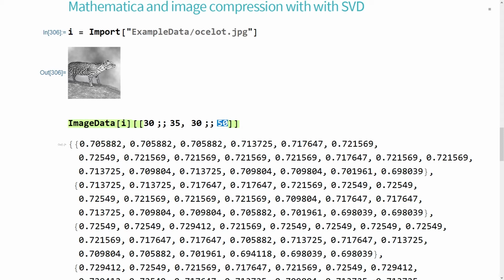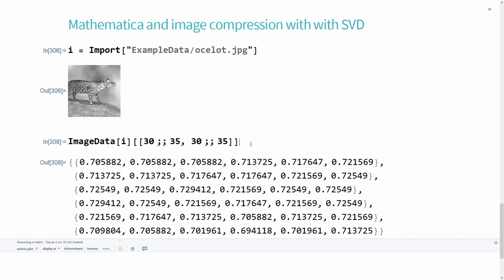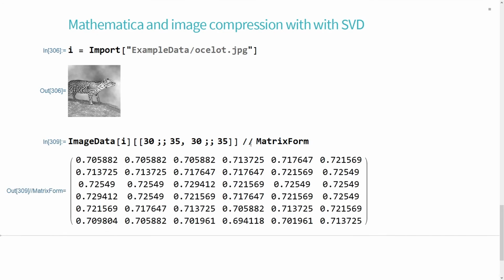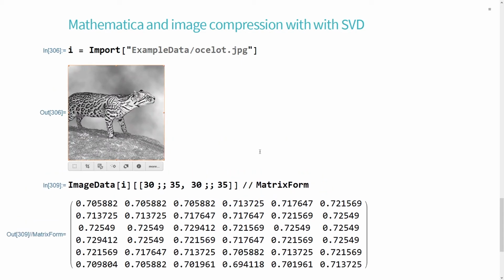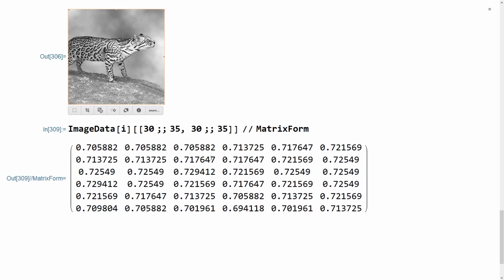So an image is just a matrix. The way that Mathematica thinks about JPEGs is as a list of real numbers, so numbers between 0 and 1. And the range of numbers between 0 and 1 tells you the intensity of the pixel that that particular position in the matrix encodes. So when you are looking at an image, what you are looking at is a matrix. In this case, I think it's a 200 by 200 matrix.